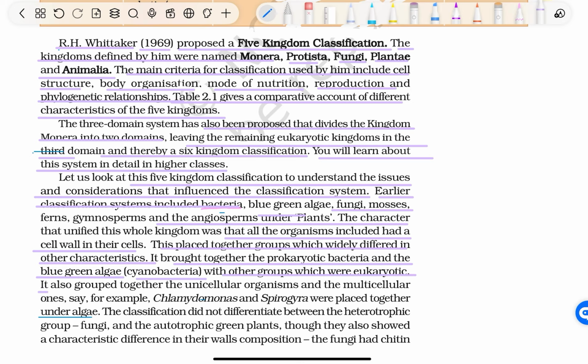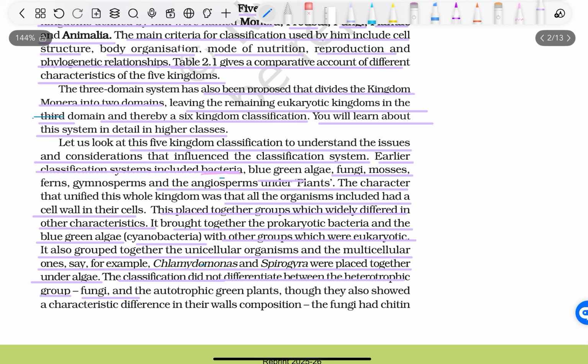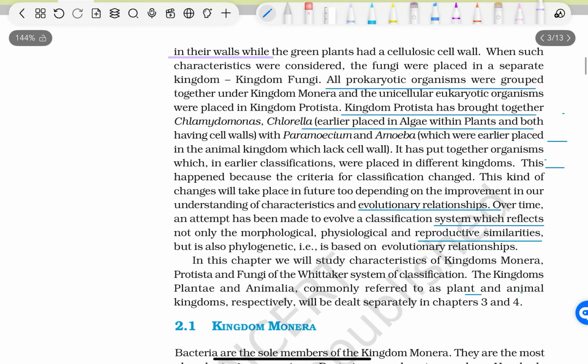Say for example, Chlamydomonas and Spirogyra were placed together under algae. The classification did not differentiate between the heterotrophic group, fungi, and the autotrophic green plants, though they also showed a characteristic difference in their wall composition. The fungi had chitin in their walls, while the green plants had a cellulosic cell wall. When such characteristics were considered, the fungi were placed in a separate kingdom, Fungi.